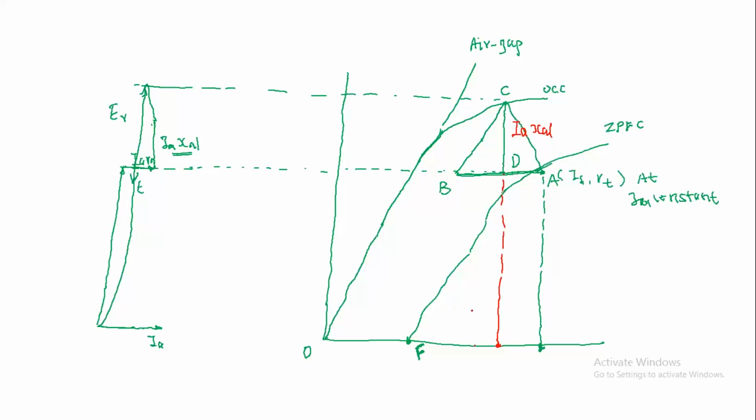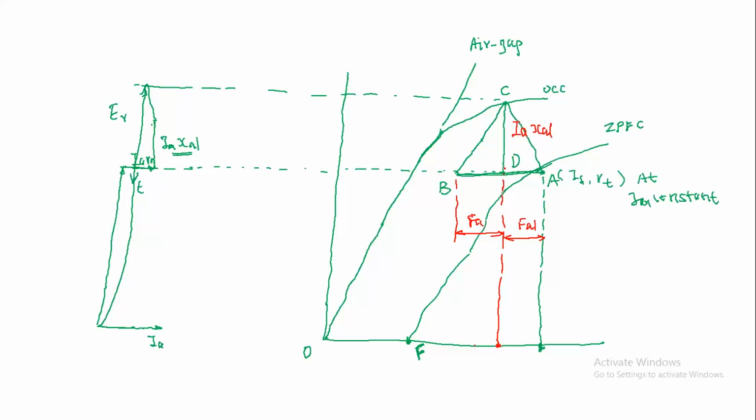Clear? Now suppose this AD is equal to FAL, and this is FA. So this method separates FA and FAL. Now this is CD, measure CD.